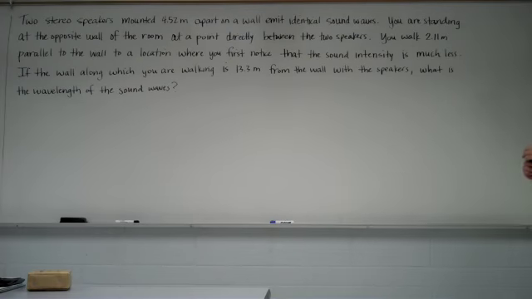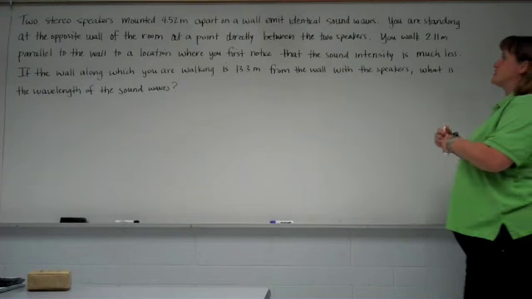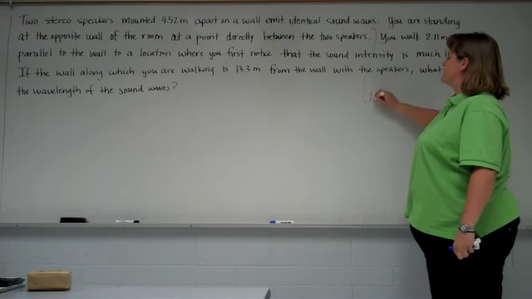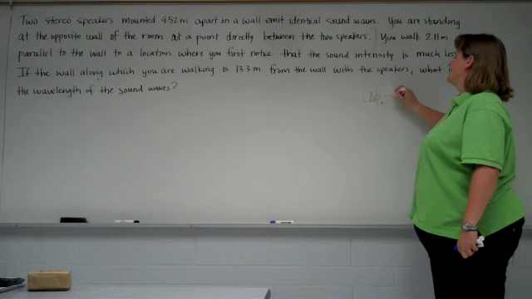So we have two stereo speakers mounted 4.52 meters apart on a wall. They're emitting identical sound waves. That's important to know because that tells us that the delta phi naught is 0.